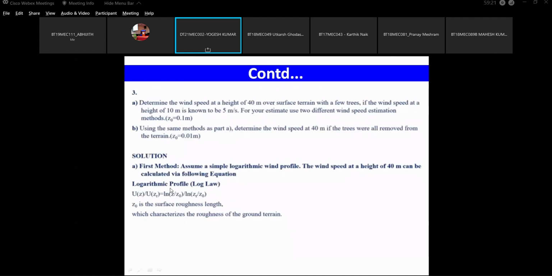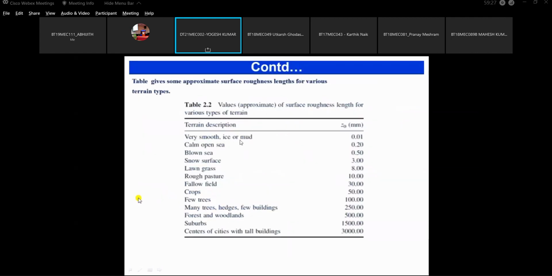So for this z naught, surface roughness length, we use this table. Values of surface roughness length for various types of terrain, that is very smooth or ice or mud, we use z naught equal to 0.01 mm. For calm open sea, 0.20 and so on.